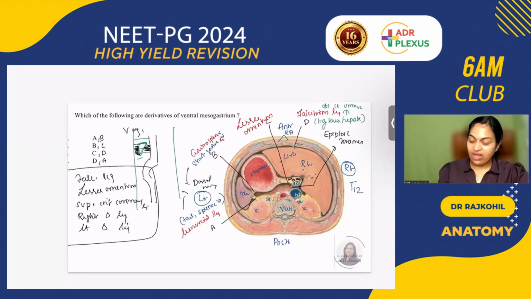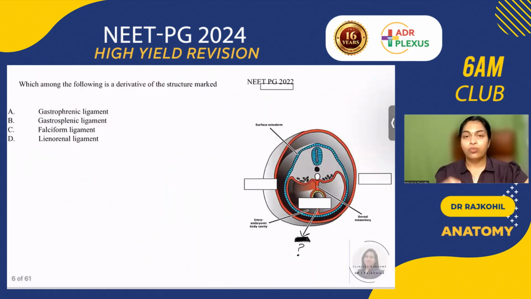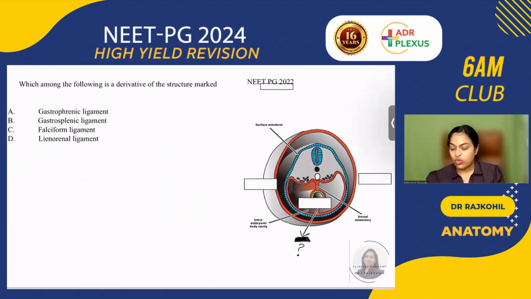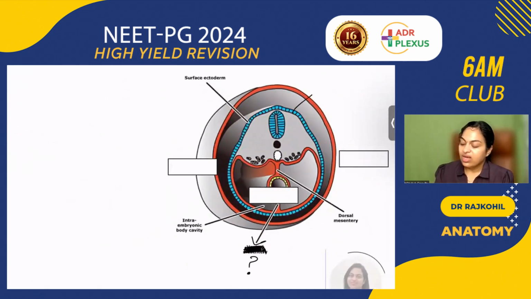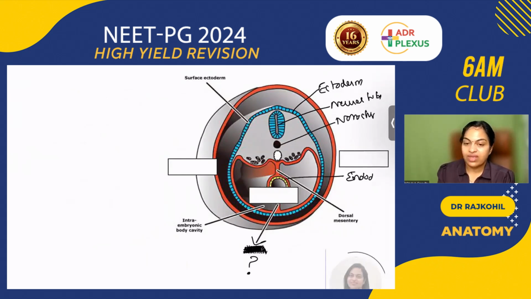So they put a question like that and they put an embryological image also. You should be able to identify this. This will be the ectoderm. You can see the neural tube in the midline, and below the neural tube, what do you get to see? The notochord, right? This yellow color one is the endoderm.